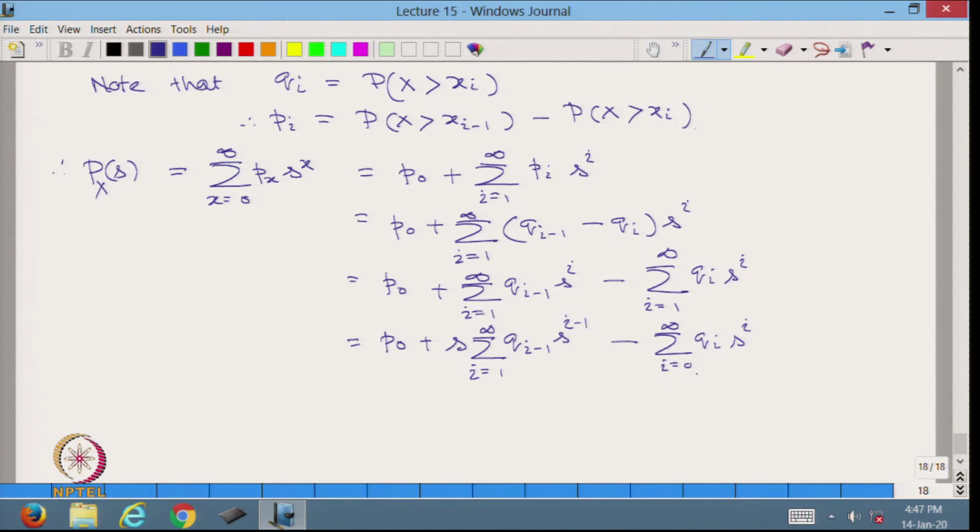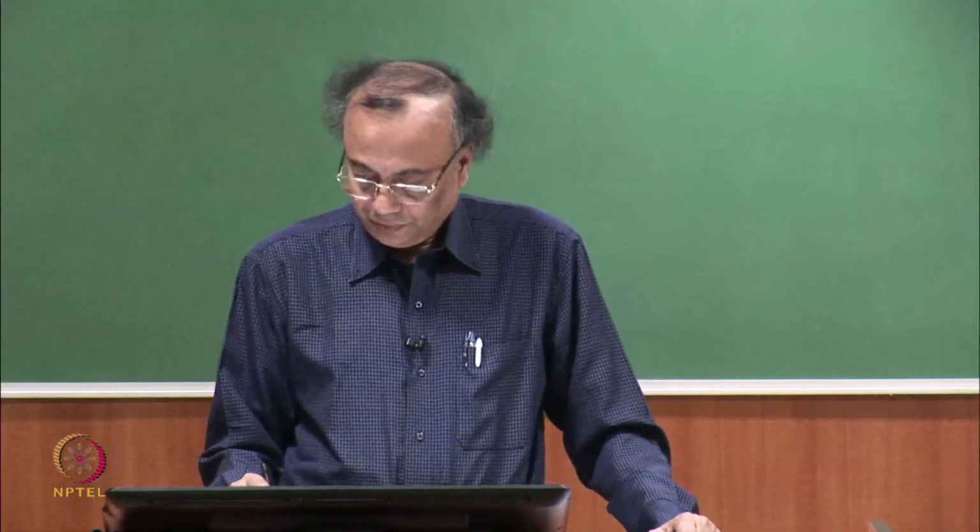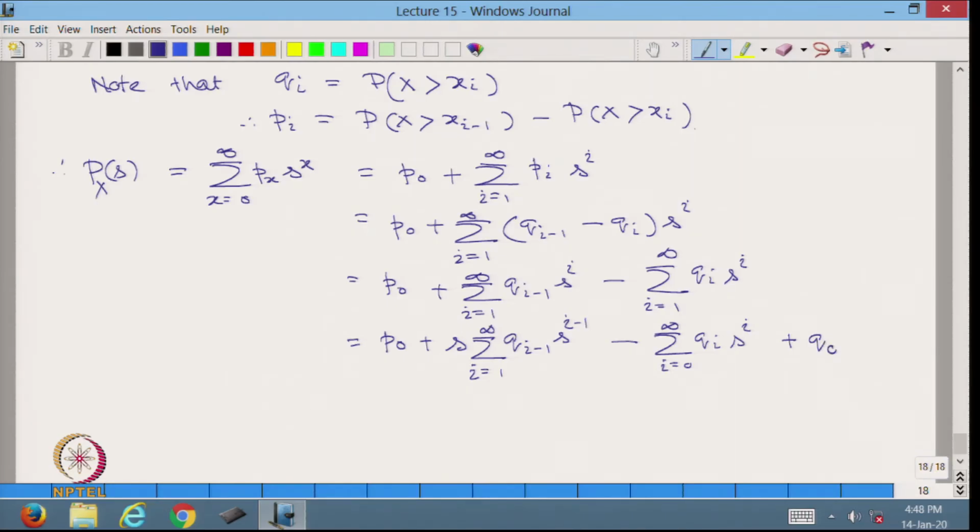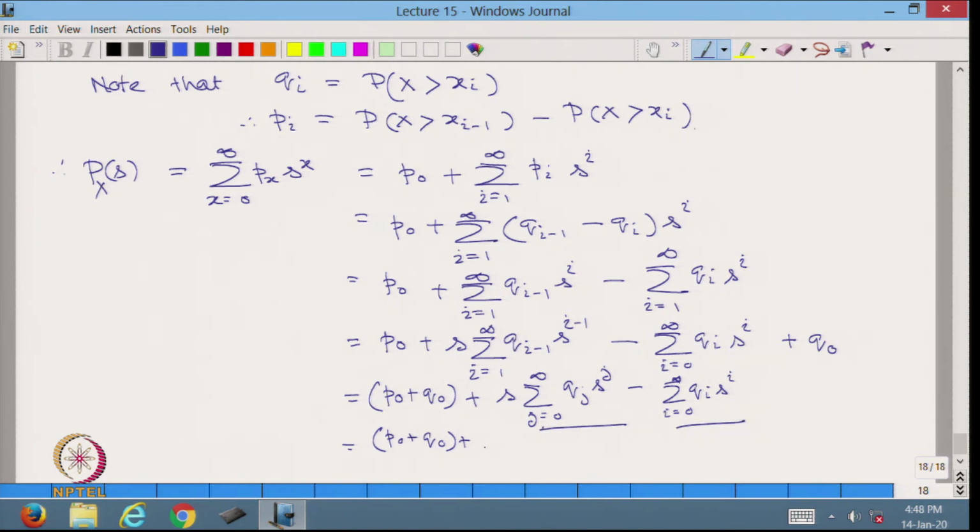Since we have added the term q 0 s to the power 0, which is q 0 with a minus sign, to compensate we add q 0. This is equal to p 0 plus q 0 plus s times the sum from i equal to 1 to infinity of q i minus 1 into s to the power i minus 1. We can write it as the sum from j equal to 0 to infinity of q j s to the power j, minus the sum of q i s to the power i from i equal to 0 to infinity, which is equal to p 0 plus q 0 plus this is q s and this is also q s. So, we can write it as q s into s minus 1.